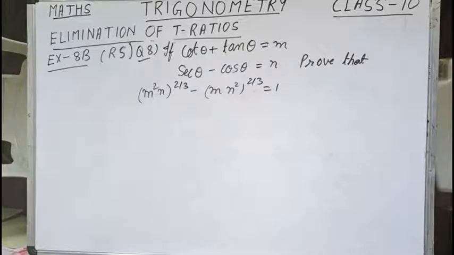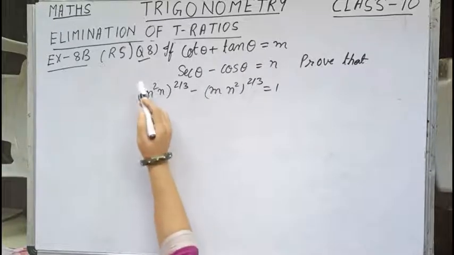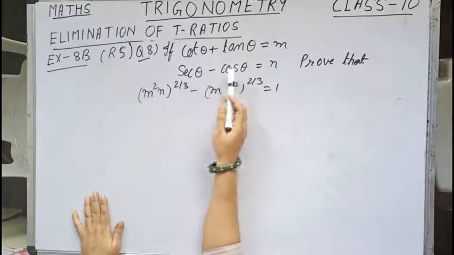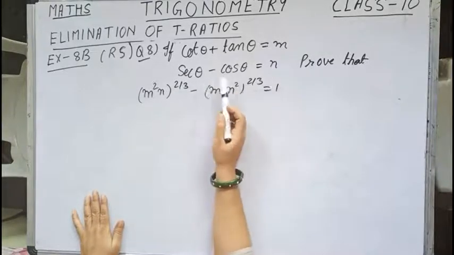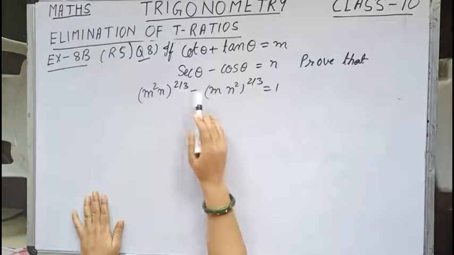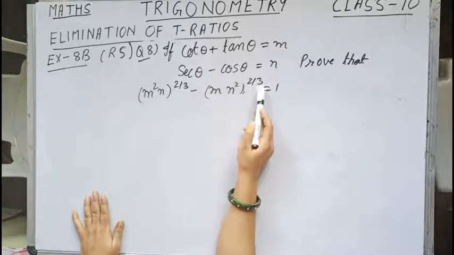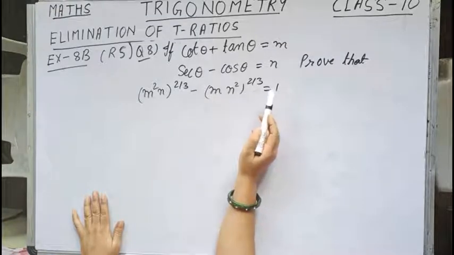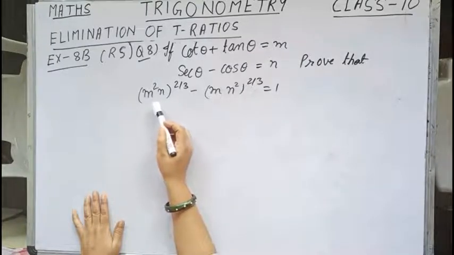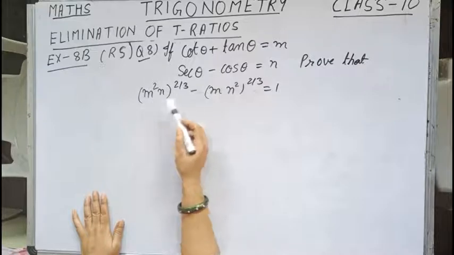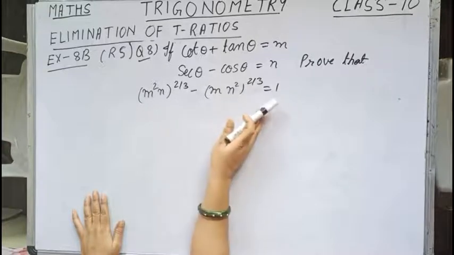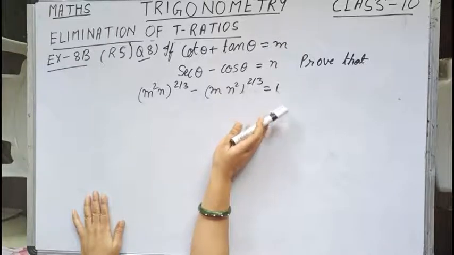The next question which I have taken is question number 8 of the same exercise 8b. The question is saying that if cot theta plus tan theta equals m and sec theta minus cos theta equals n, prove that m square n power 2 by 3 minus mn square power 2 by 3 equals 1. Now children, over here the values of m and n are given. So if we calculate the value of m square n and mn square and make it the power 2 by 3 and then after subtraction obviously we will be getting the value as 1.